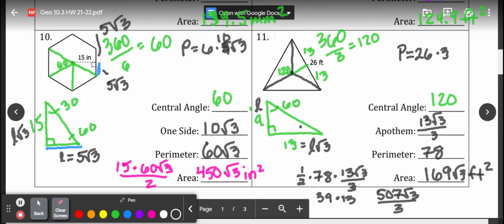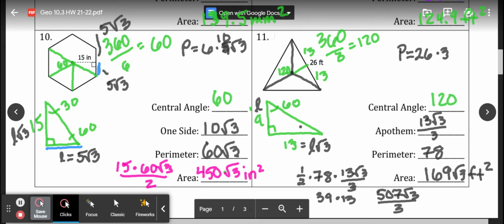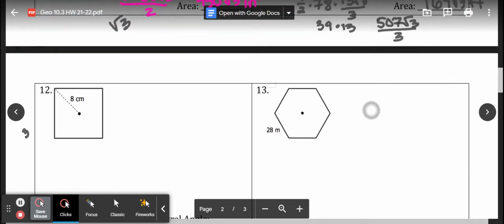Killer. All right, so those ones are definitely more challenging because we're not just given a side and an apothem. We have to use some special right triangle math. But guess what? We could do it.